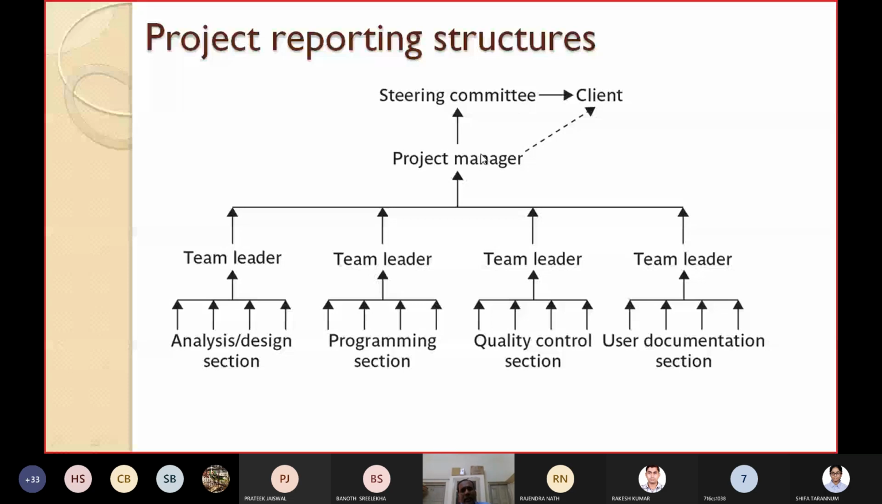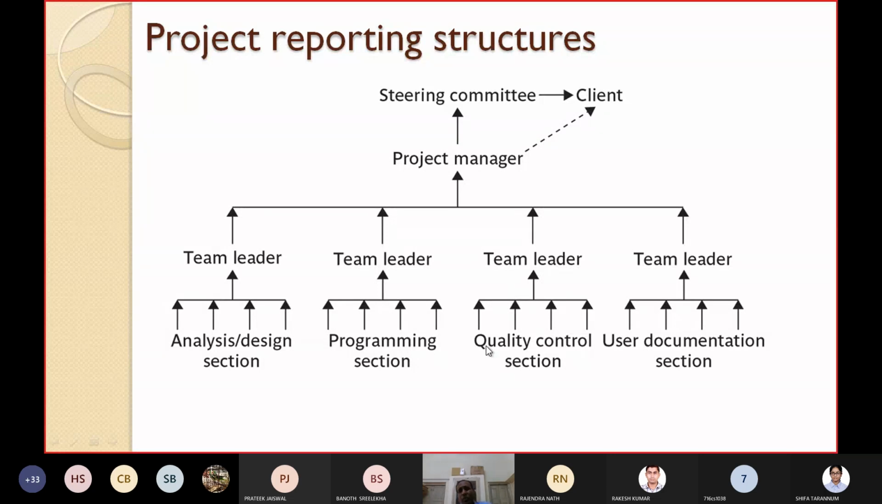Under the project manager, there are several team leaders, depending upon the functionality the team will do. Like one team may do the analysis and design section. So under that team leader, some analysts or designers will be there. Under another team leader, some programmers will look after the programming aspects.